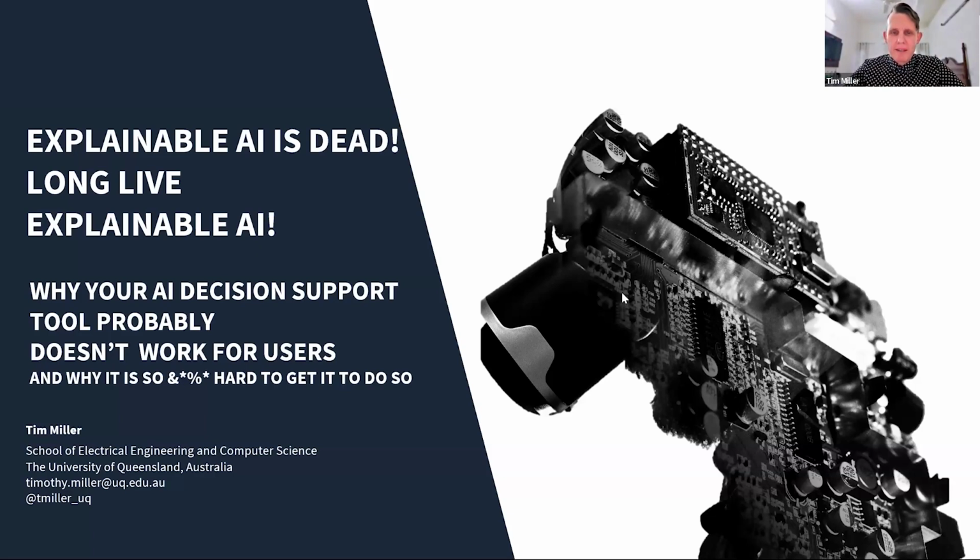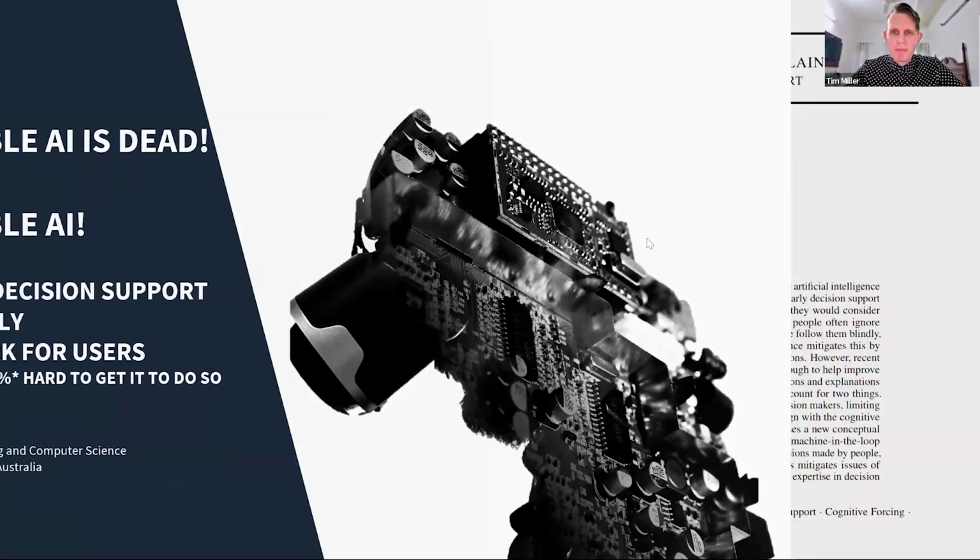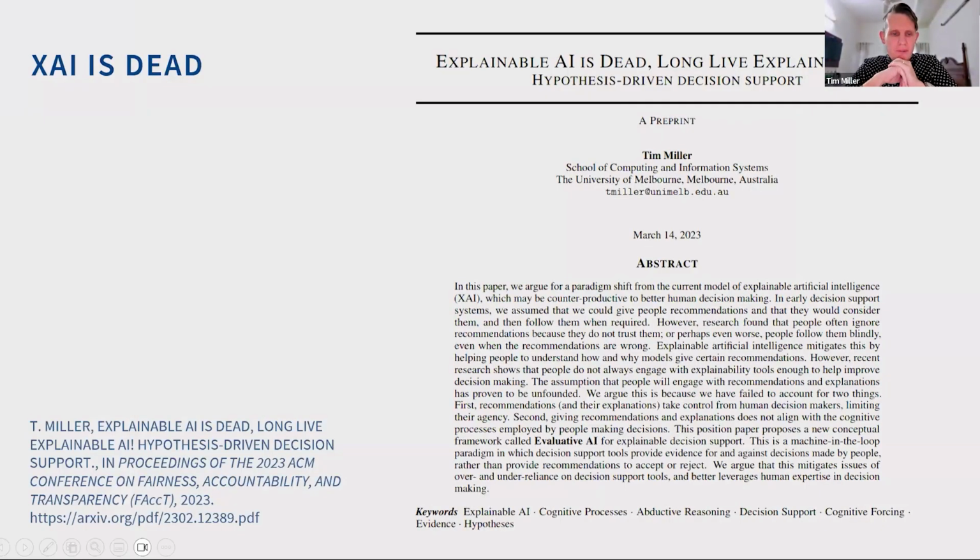The title of the talk comes from a paper that I wrote in 2023, where I made this claim that this idea of explainable AI is probably dead for decision support. It got a little bit of traction because explainable AI is one of the things I'm really known for around the world. I made the claim that the way we're doing explainable AI for decision support right now is perhaps not the best way to do things, and we can do a little bit better.